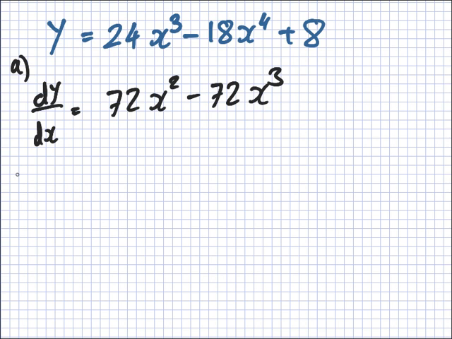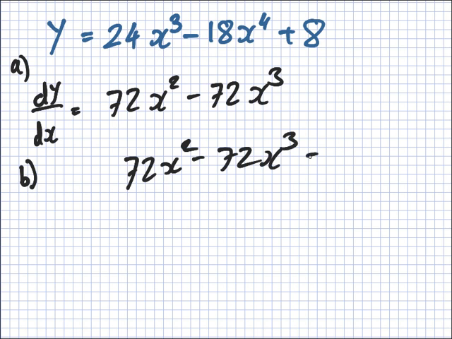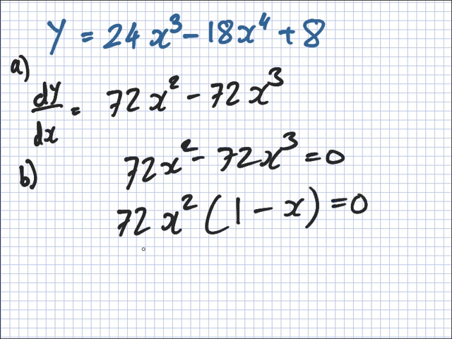Yep. So, B. Find the stationary points. Okay, so that means 72x squared minus 72x cubed equals 0. So if I take out 72x squared, I'm left with 1 minus x equals 0. So I get x equals 0 or x equals 1. Now, C.